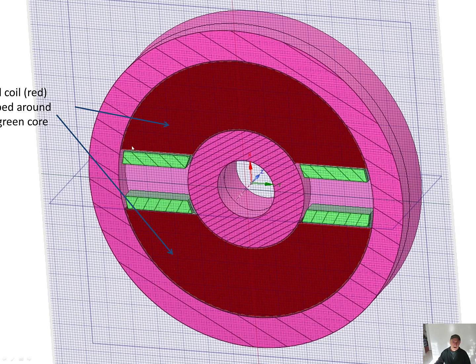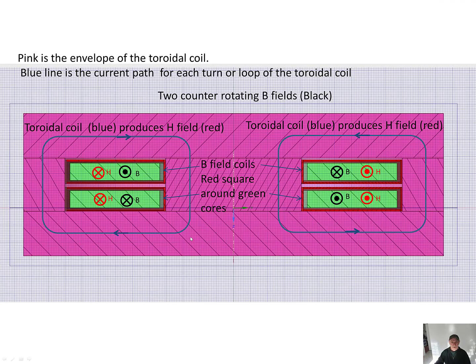So this is a CAD view. It's not very easy to understand, but the green is the core. This is the B field coil wrapped around. So we'll look later. Pink is the envelope of the toroidal core. Blue line is the current path for each turn or loop on the toroidal coil. So this is how the current is. So this goes all around in a circle. So this is the current path.